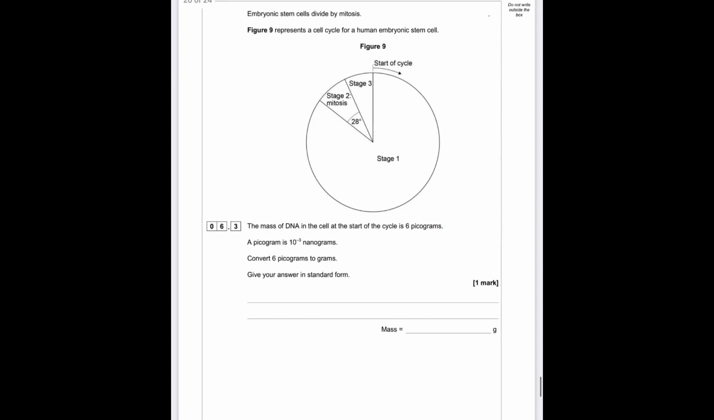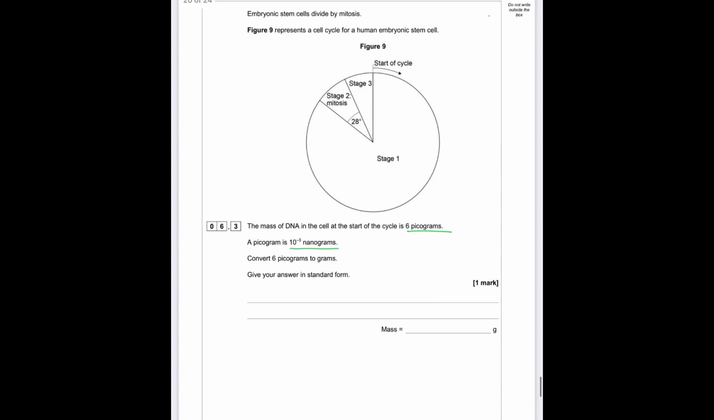So embryonic stem cells divide by mitosis. Figure 9 represents a cell cycle for a human embryonic stem cell. Now the first question says the mass of DNA in the cell at the start of the cell cycle is 6 picograms. A picogram is 10 to the minus 3 nanograms. Convert 6 picograms to grams.